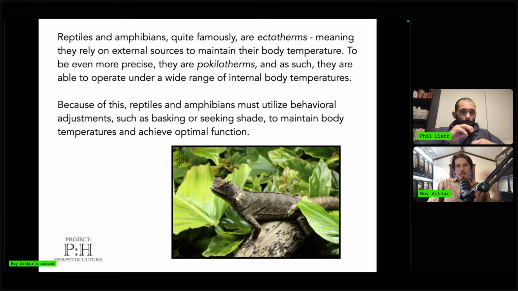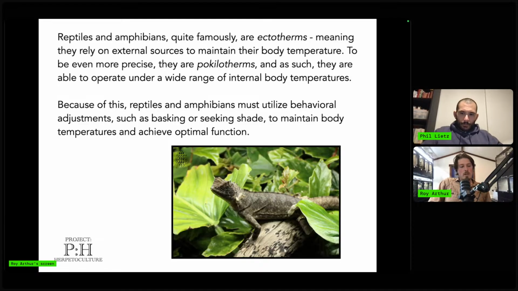Because of this ectothermic, poikilothermic condition, reptiles and amphibians must utilize behavioral adjustments such as basking or seeking shade to maintain their body temperatures and achieve optimal function. When I'm talking about optimal function, I am referring to essentially regulating their metabolic rate. So they can seek warmer temperatures to speed up their metabolism, to activate their metabolism to a different level. They can also choose to seek cooler temperatures to slow their metabolism.